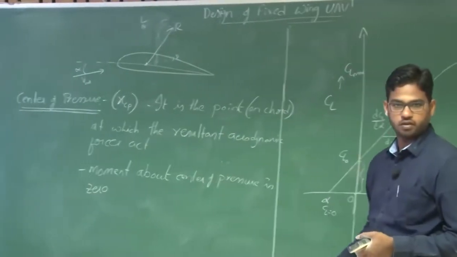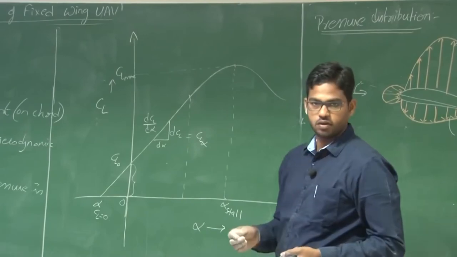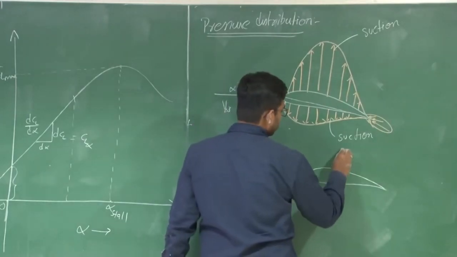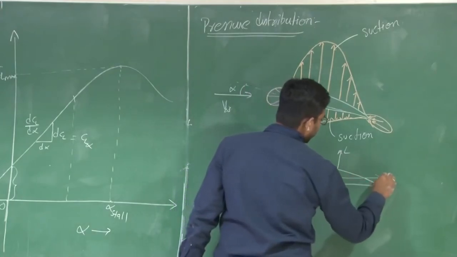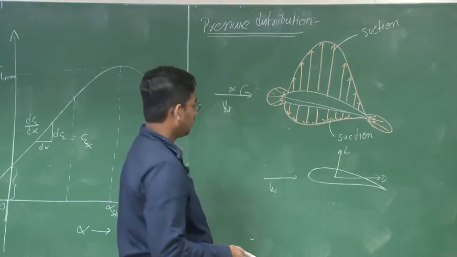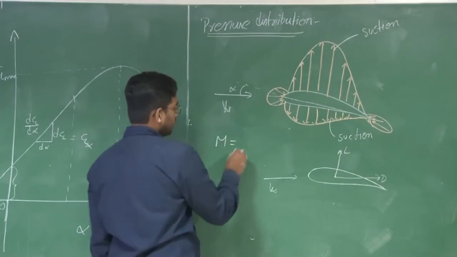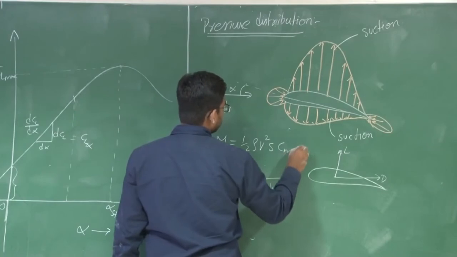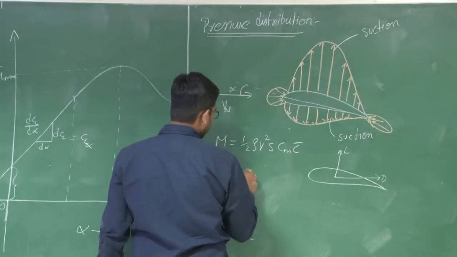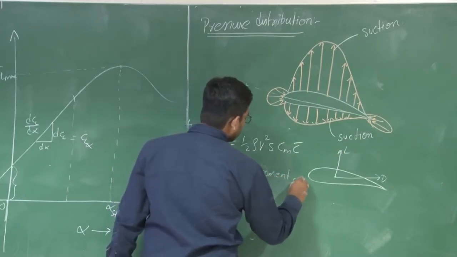Now we have defined something called moment, right? Where is this moment coming from? So consider an airfoil. There is a lift, there is drag, right? When there is V infinity. So we have defined lift and drag. Now let us also define moment. M, right? M about a point. You have to know the reference point of this moment. It is equal to half rho V square S into Cm into C bar. Right? Where Cm is a non-dimensional pitching moment coefficient, or moment coefficient.